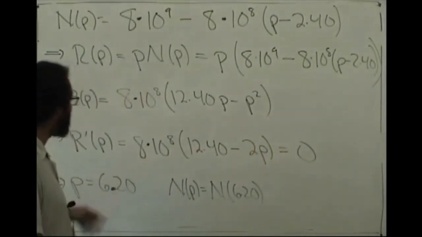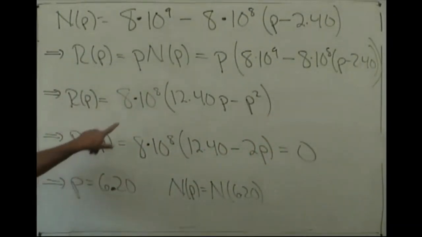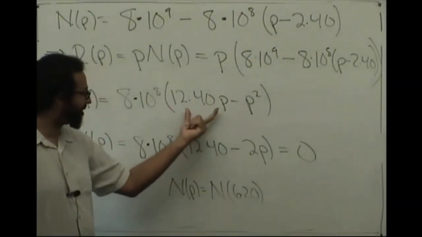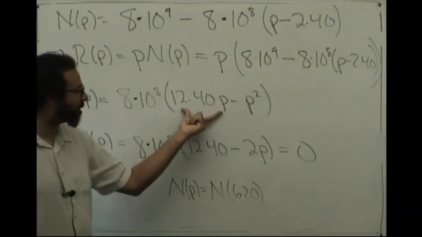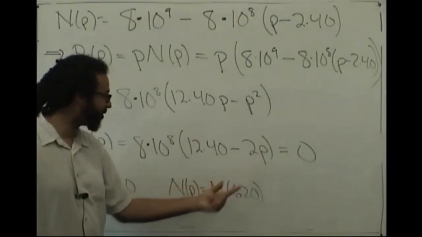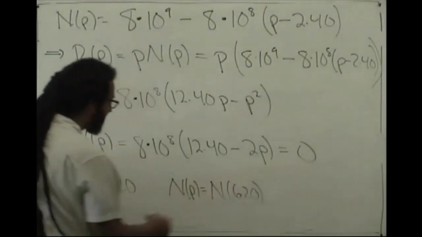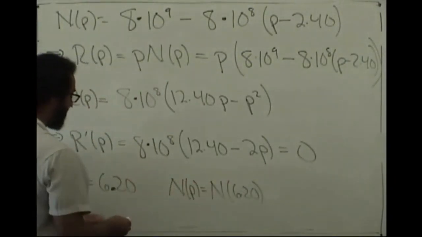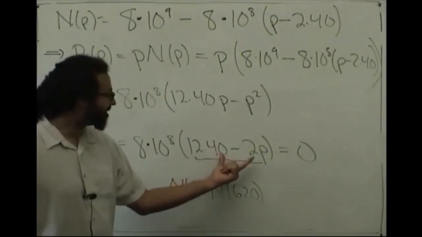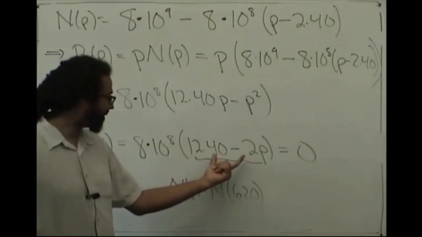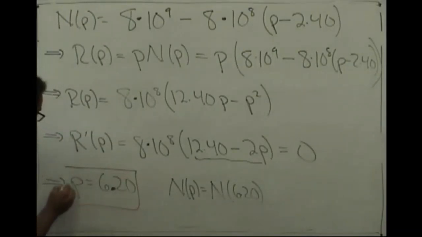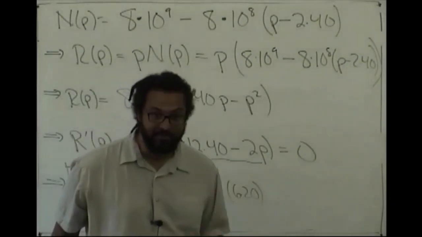So to differentiate this thing is easy. It's just a polynomial. So the derivative of the revenue is the constant, which is 8 times 10 to the 8th, times the derivative of the thing in the parentheses. So the derivative of 12.4 P is just 12.4, and the derivative of minus P squared is minus 2P. And so we set this thing equal to 0. When is this function equal to 0? Well, it must be the case that the thing in the parentheses is equal to 0. So you can easily see by inspection or by a little bit of algebra that P must be $6.20. So this is the price that we should charge in order to bring in the maximum amount of revenue.